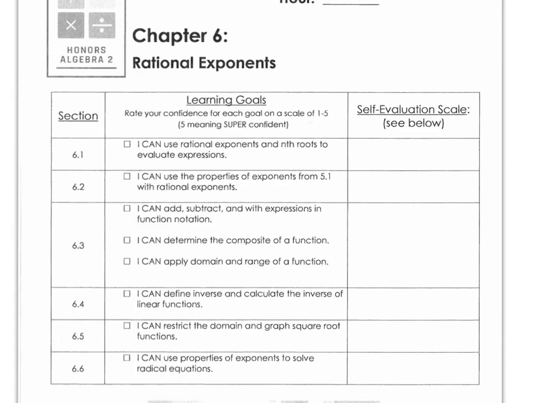Chapter 6 is titled Rational Exponents. In this chapter, we'll take a look at exponents that are in fraction form, we'll look at different types of radicals, we'll evaluate expressions, and we'll graph functions. We'll also look at domain and range, and look at inverse of functions. So there's a lot happening in Chapter 6.